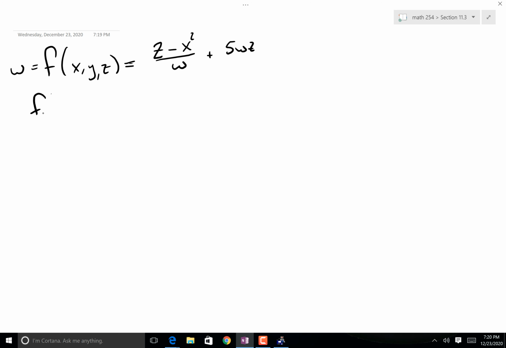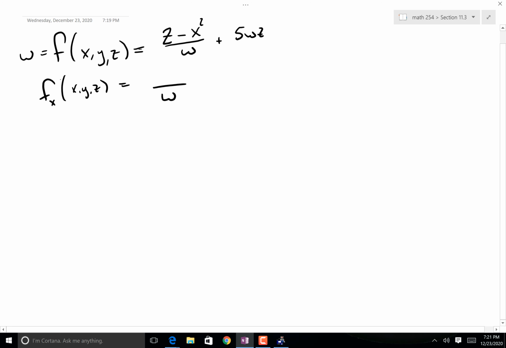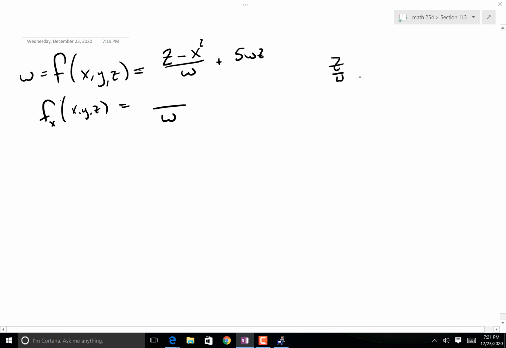So let's talk about the partial of W with respect to X. With respect to X, this last piece goes away, so that's cute. This W is just going to stay there because it's just a constant down in the basement. And so when I look at this, I think, well, can't I break this fraction into two pieces and write that as Z over W minus X squared over W? And the answer, of course, is yes, I can. And in Z over W, there are no X's, so they go bye-bye. So there is your answer right there: negative 2X over W.